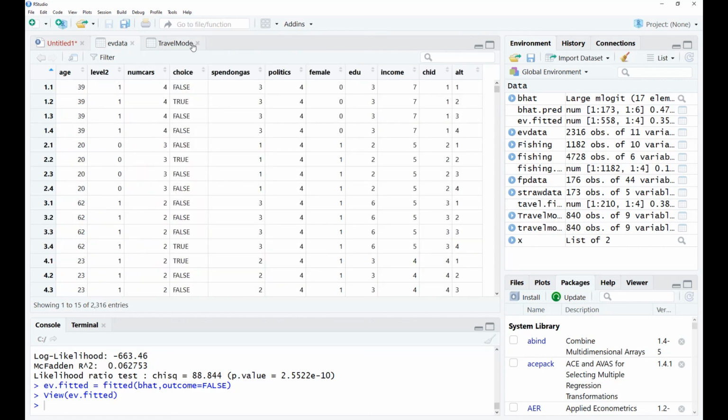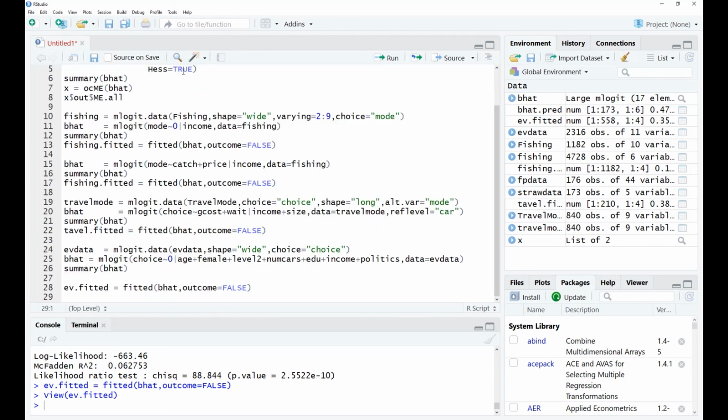So this lecture was introducing you to qualitative choice models. Okay.